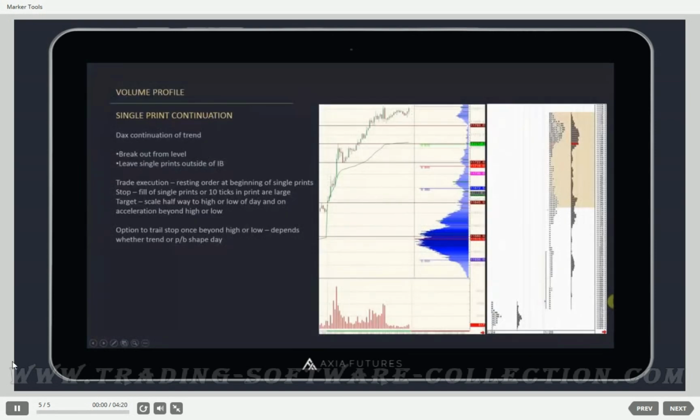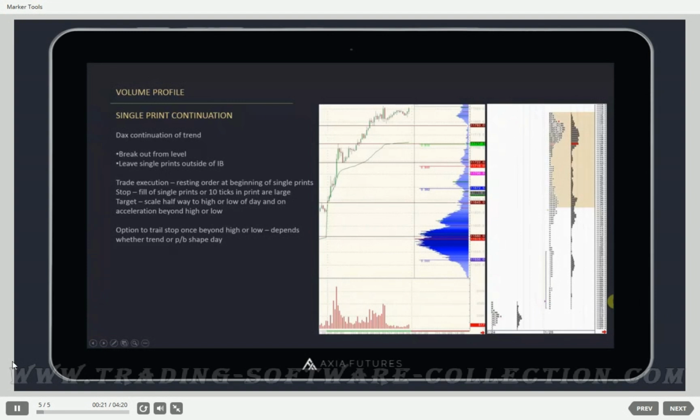I mentioned this trade a couple of times already, the single print continuation trade. Something that I do like to use on a trend day, on a P-shaped day as well, but trend day in particular. Now, this is on the DAX. This is that breakout day that I showed you earlier, but in a little bit more detail. This is on a 15-minute chart.